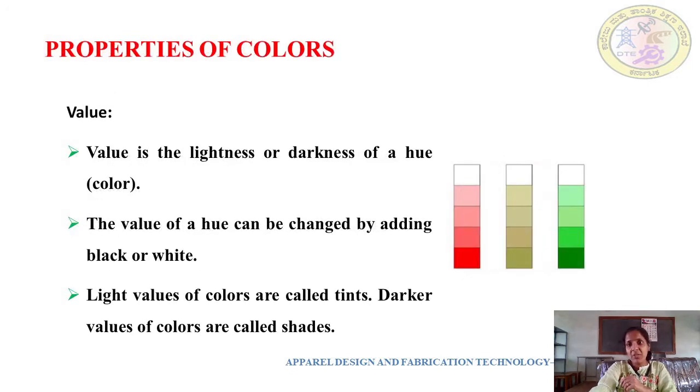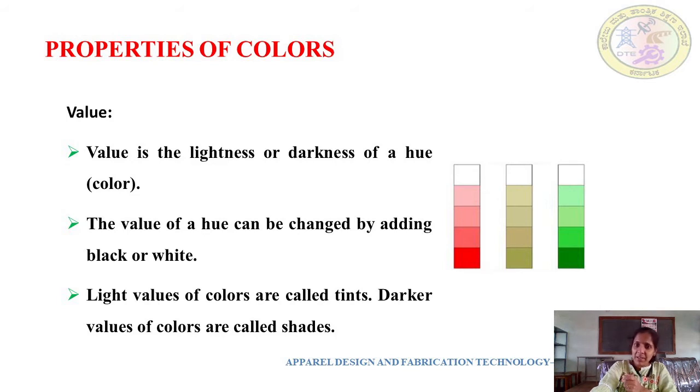Let us see what is value. Value is the lightness or darkness of the hue or a pure color. The value of a hue can be changed by adding black or white. Light values of colors are called tints. Darker values of colors are called shades. Now see the examples in this image.